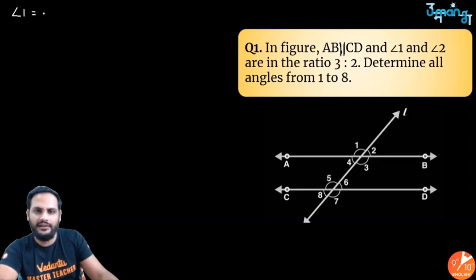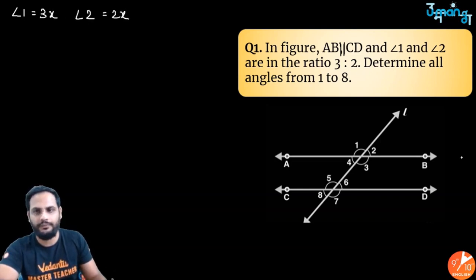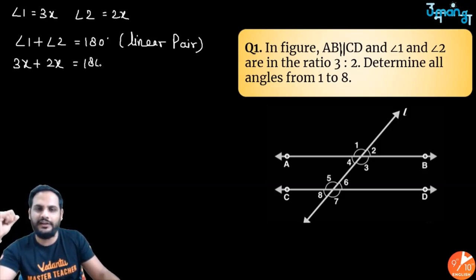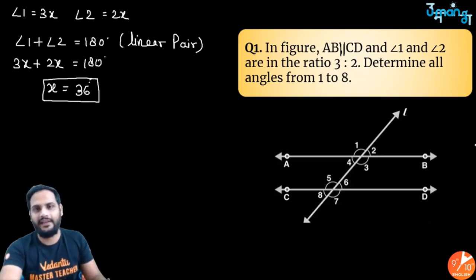So I can take angle 1 as 3x and angle 2 as 2x, because the ratio is 3:2. Also I know, if I look at the diagram carefully, angle 1 and angle 2 are forming a linear pair, right? Look, this L is coming as a ray, AB is a straight angle, so they are forming a linear pair. So I can say angle 1 plus angle 2 is equal to 180 degrees. The reason is linear pair. So angle 1 is 3x plus 2x is equal to 180 degrees. So 5x is equal to 180 degrees. So x is equal to what? 180 upon 5 is 36 degrees. So you have got x as 36 degrees.